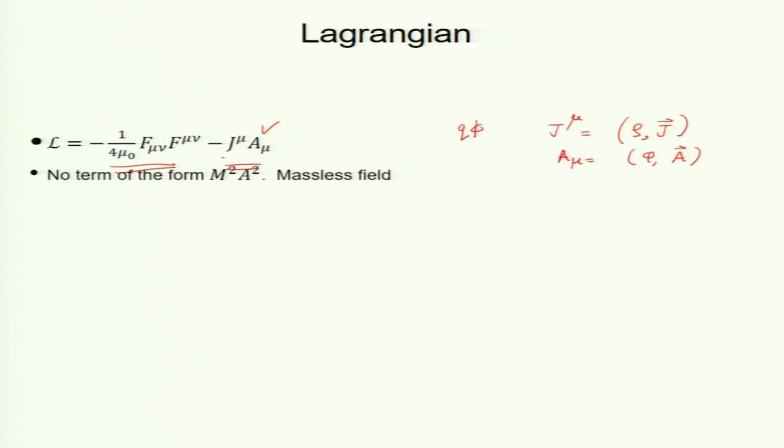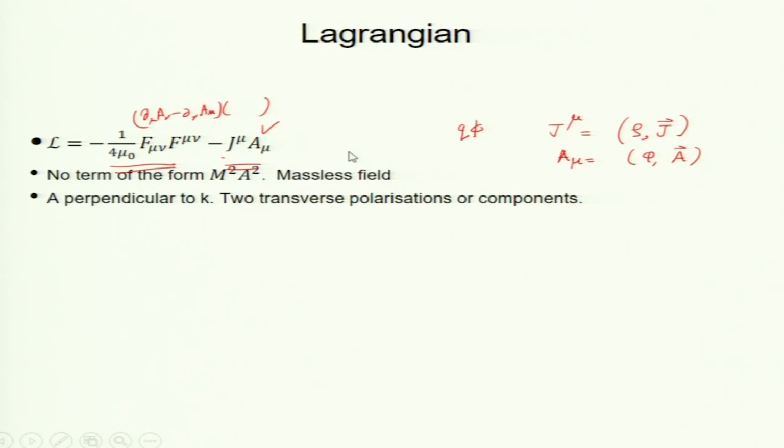Now, please note that this Lagrangian has no term of the form m squared A squared, right. This one is del mu A nu minus del nu A mu, same thing with a superscript. So, where is the term like m squared A squared? None, right. So, that means the free particle, which is the photon, has 0 mass. This is by construction, of course. Photon has 0 mass.